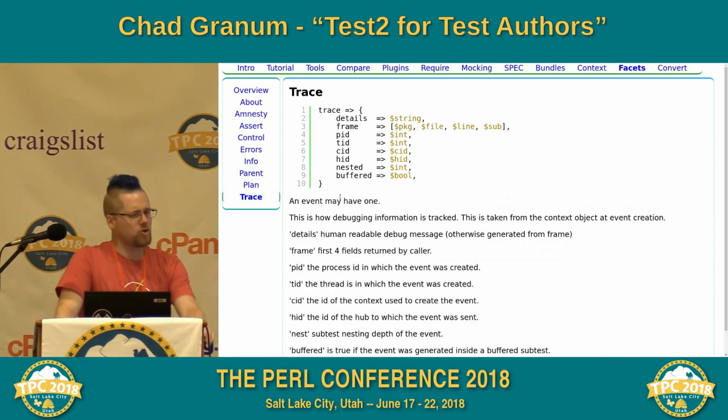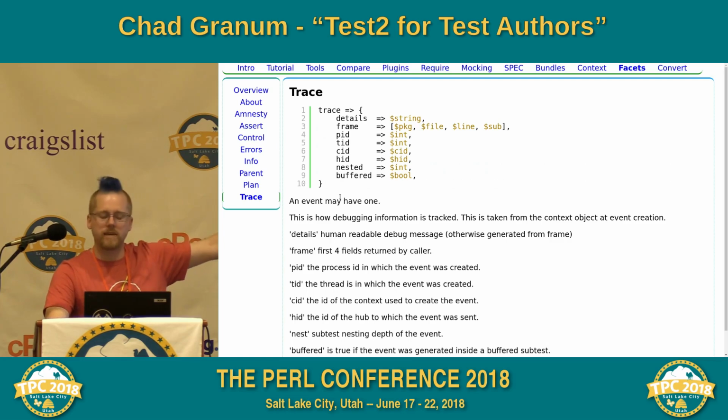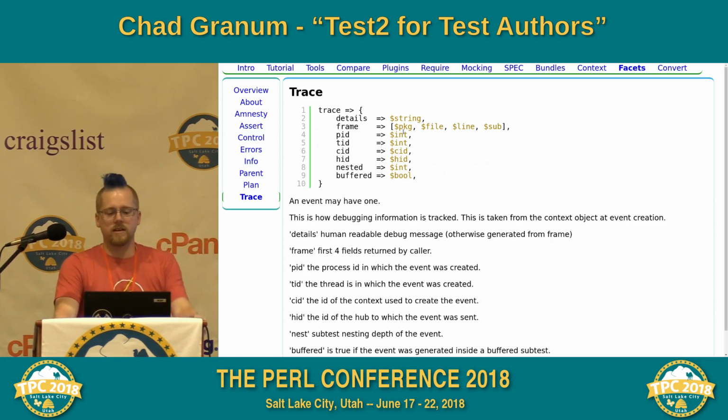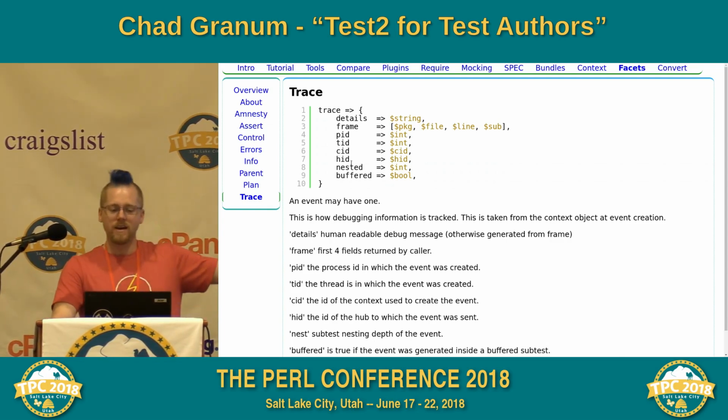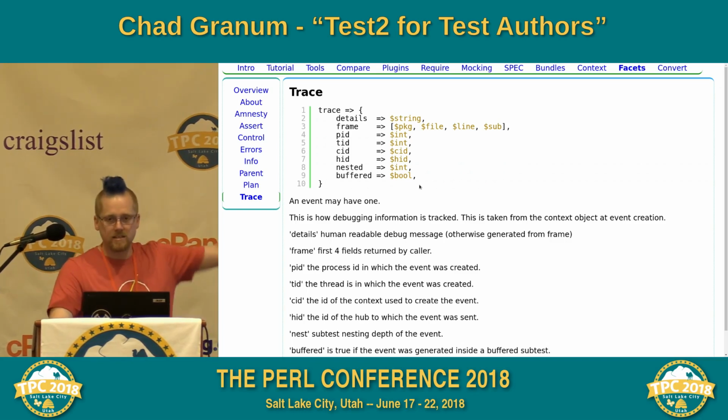Trace, every event should have one of these. There are some cases where it doesn't, but it should. This tells you what stack, like what package, what file, what line, what sub were used to generate the event, what process ID it came from, what thread ID it came from, what context ID it came from, what hub ID it came from, whether or not it's nested in a subtest, whether or not it's a buffered subtest. This is really where all your diagnostics should come from, or a lot of them anyway.